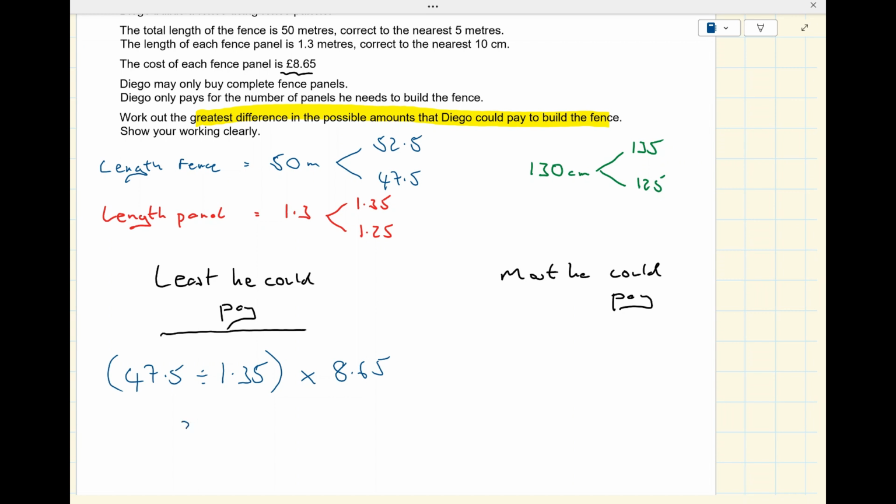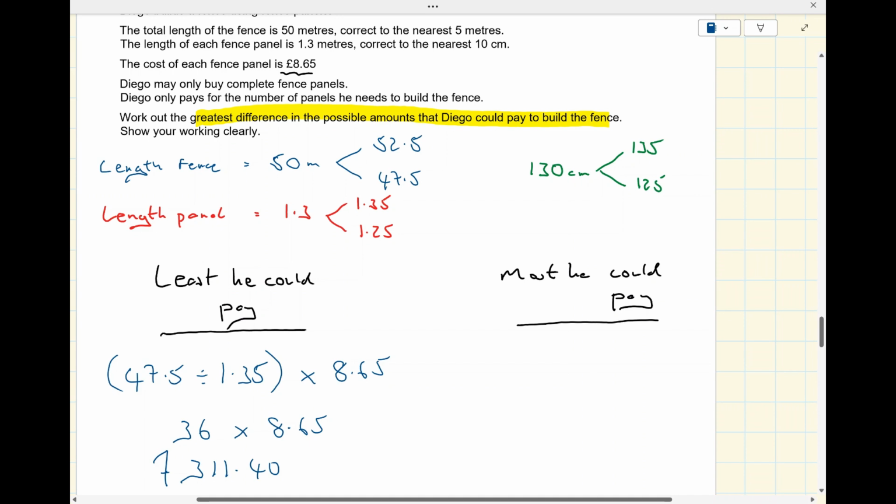35.18. So let's just call that 36 panels, shall we? And he's going to pay 8.65 a panel. 36 times 8.65. So that means he's going to spend £311.40. So now let's go over to the right and let's work out the least he could pay. Sorry, the most he could pay, I beg your pardon.